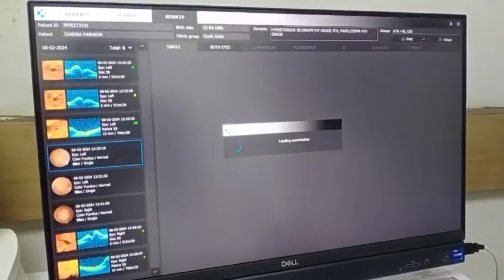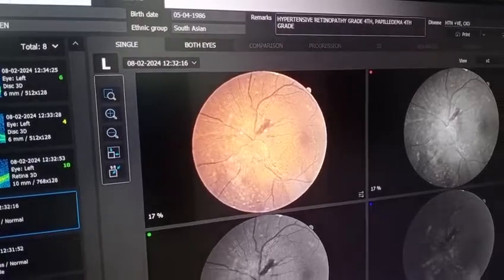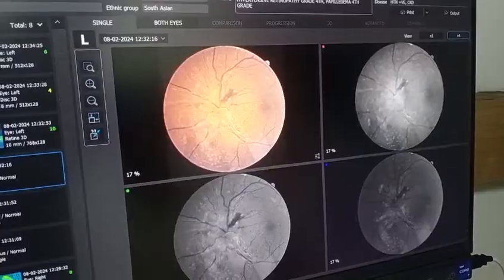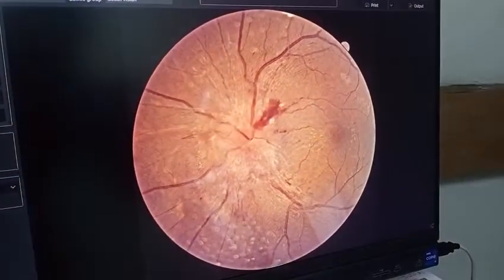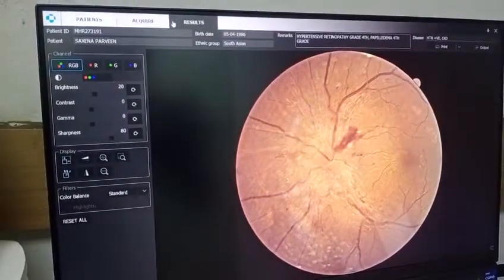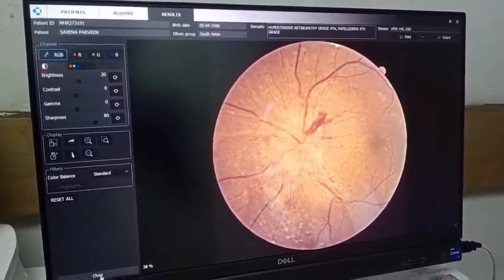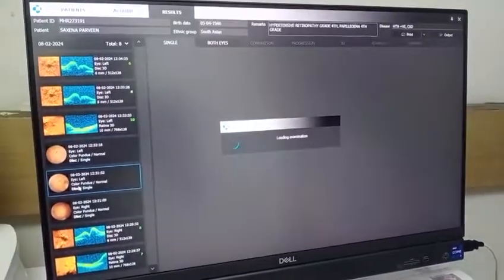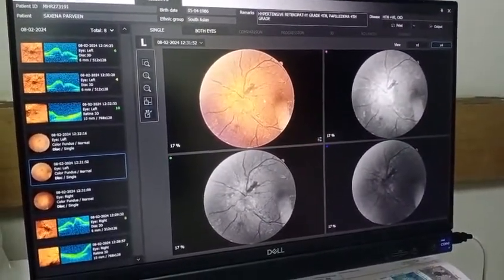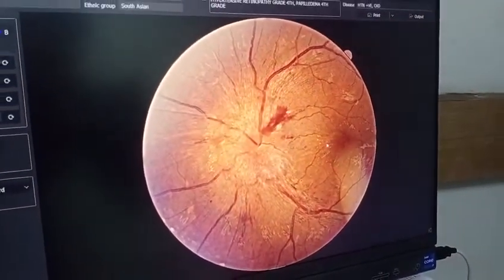And in the fundus picture, you can see here disc hemorrhages. Here is a macular star and grade 4 papilledema. So in the other eye of this patient, again disc hemorrhages, disc edema and macular star formation is there.